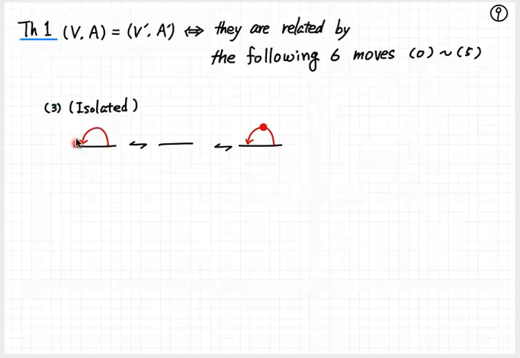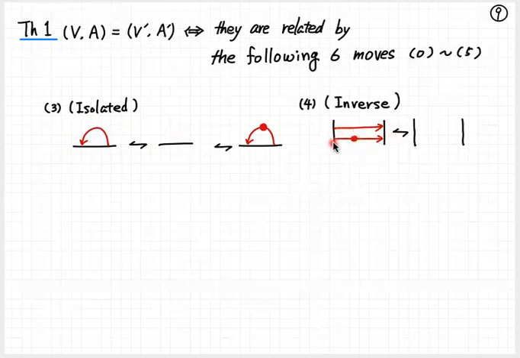And if you have an isolated double arrow like this, then we can cancel. So we call it isolated move. And if you have parallel double arrows, but the number of dots is different modulo two, then they are canceled. And we call it inverse move.